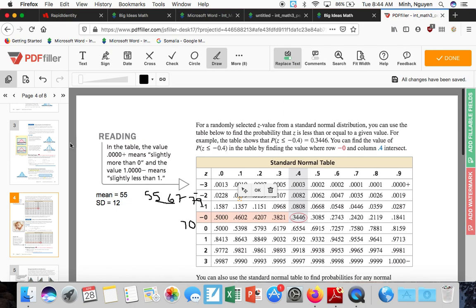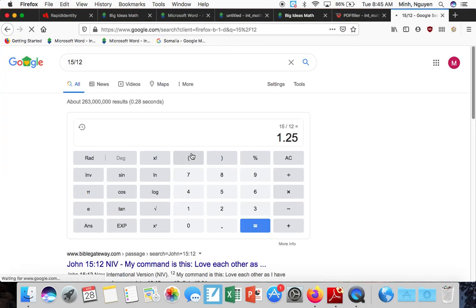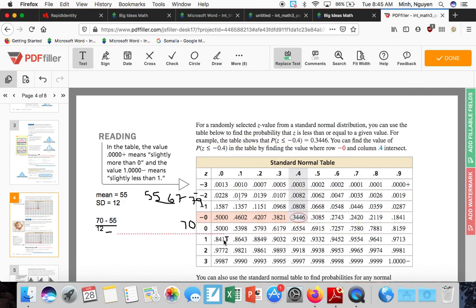So we're going to take this x value that we have. And this is mega annoying, so I'm just going to type it out. So let's see, 70 minus 55 divided by the standard deviation, which is 12. And let's do that. So 70 minus 55 is 15. 15 divided by 12 is 1.25. So this is a z-score of 1.25.